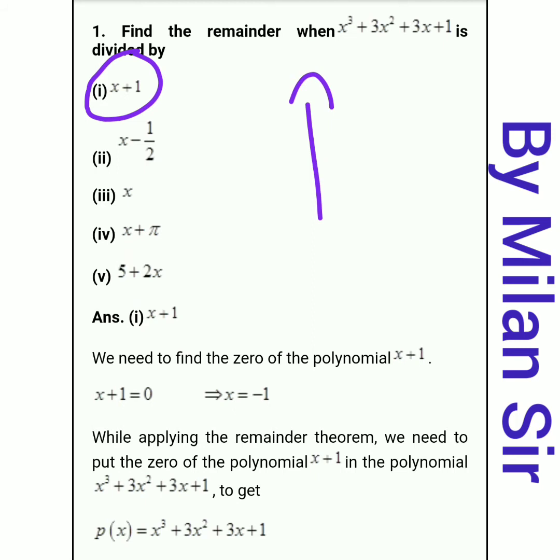That means find the remainder when x cube plus 3x square plus 3x plus 1 is divided by x plus 1. What we need to find is the remainder. We already learned the division algorithm in our theory part.